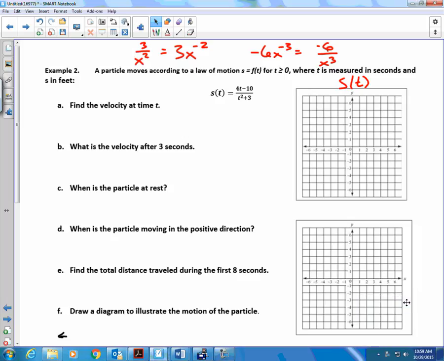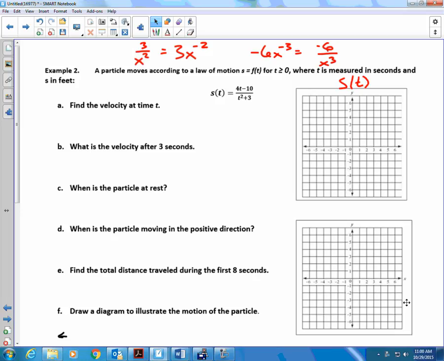This is our position function here. It says again, a particle moves along according to the law of motion s is equal to f of t, t is greater than or equal to 0, where t is measured in seconds and s is in feet. This function right here, as you already stated, you can't write it as a polynomial. So when we take the derivative, we will have to use the quotient rule.